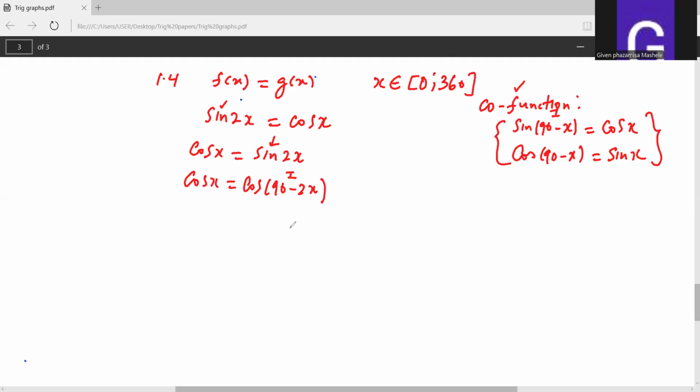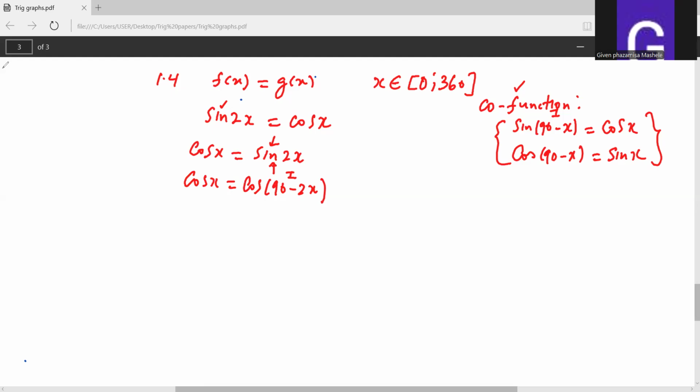where cos is positive. But because of 90, the cos will change and become sine. So this is our choice. I have changed the sine to become cos. So it means you can change cos to become sine. There is no problem. Then now, let us solve the answers.